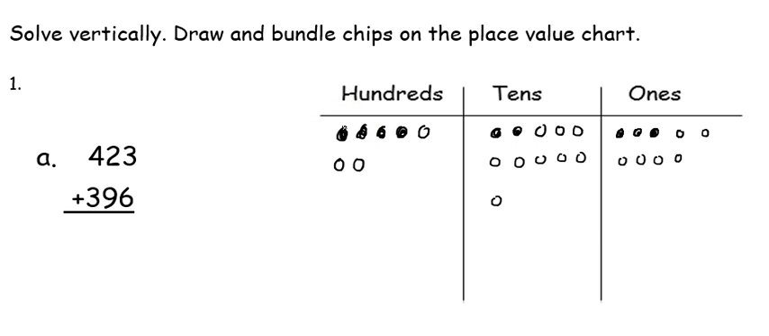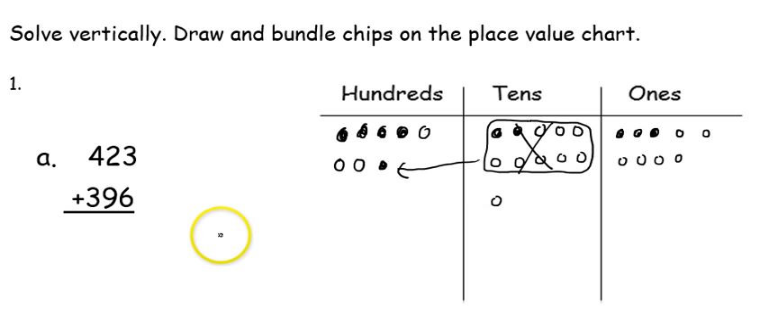Now, looking at my discs, I see that I have 9 ones, but in my tens column I have 11 groups of 10. That means that I can bundle 10 groups of 10 and move them over as one group of 100. 10 tens is the same thing as 100. Now we can see how the place value chart will match the vertical addition.